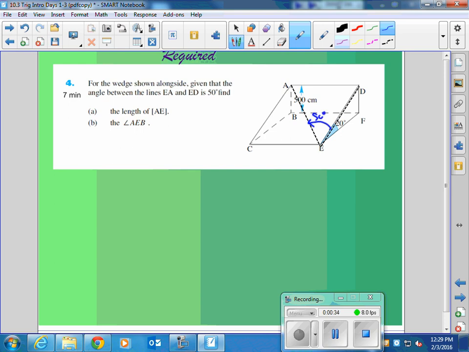And then we are given that this angle here is 20, right? And then we are given that this distance back here is 500 centimeters. And so this is 500 centimeters. We want to find the angle between, well, let's find the length AE first. This is what we want to find. Okay?